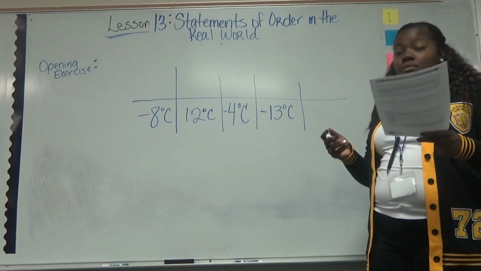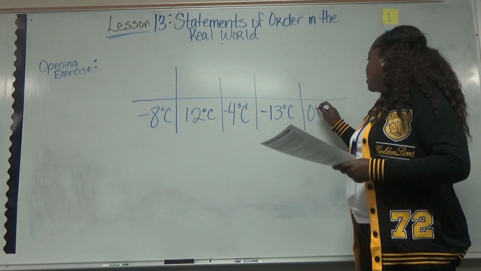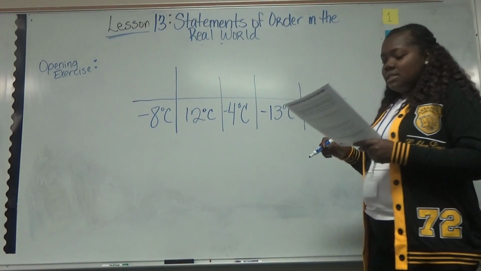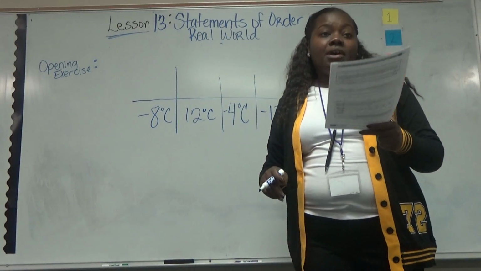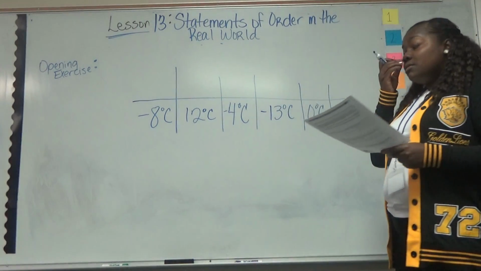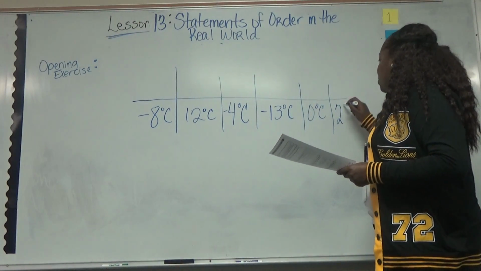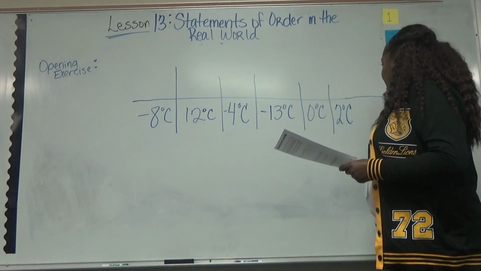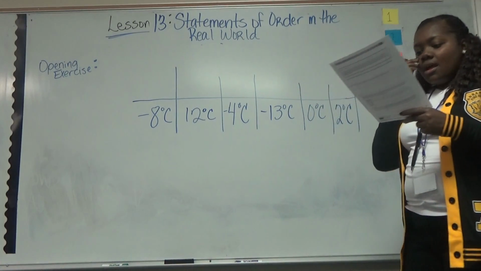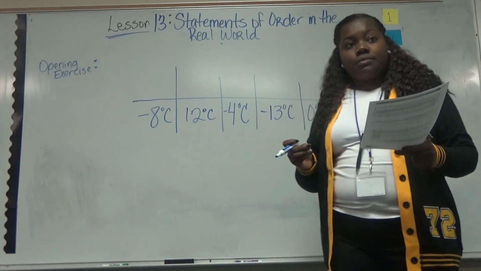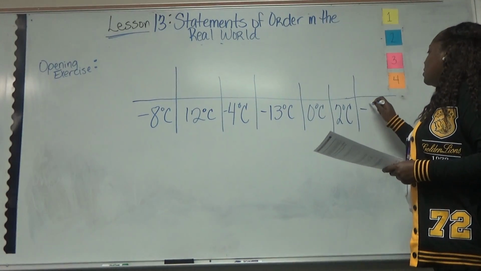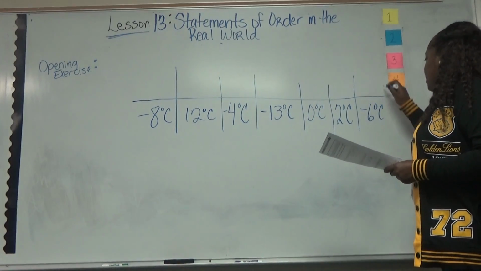Then we have 0. 0 degrees Celsius. Then we have 2 above 0. Positive 2 degrees Celsius. And then 6 below 0. Negative 6 degrees Celsius.